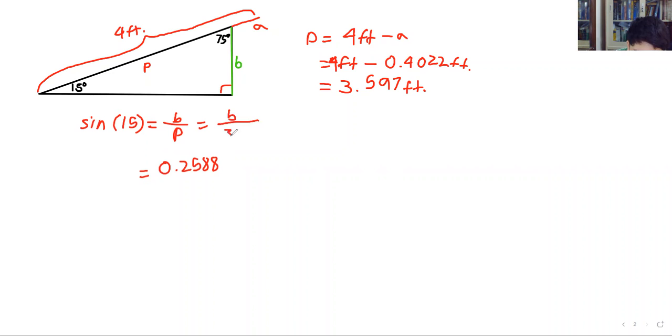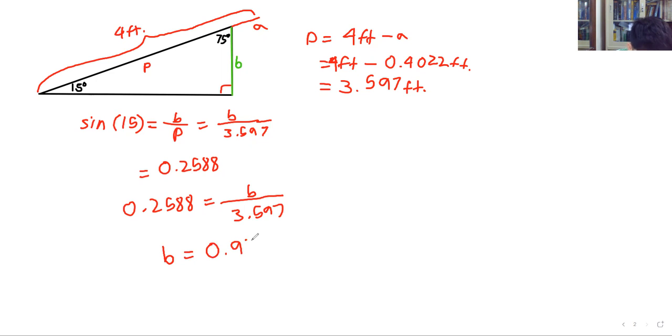So now we can equate this: 0.2588 equals b over 3.597. So we can multiply 0.2588 times 3.597 to get b. So b is 0.931 feet. It's actually 0.9309. So as you can see, we found b.